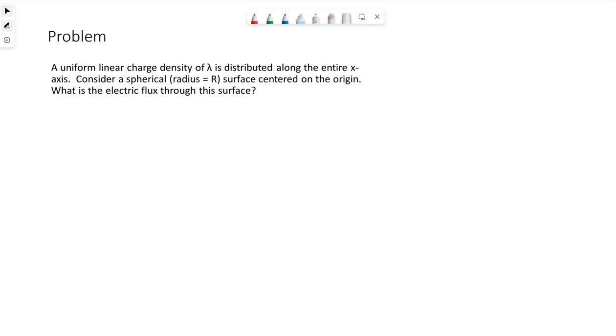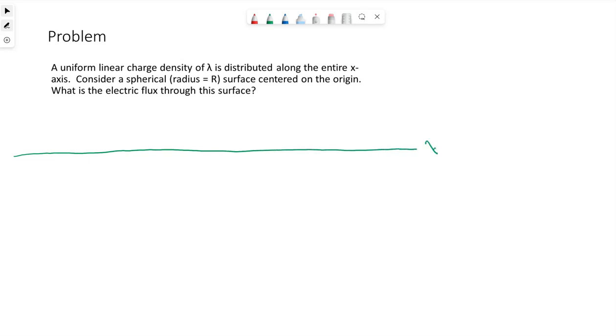We have an example problem here. A uniform linear charge density of lambda is distributed along the entire x-axis. Consider a spherical surface with radius r centered on the origin. What is the electric flux through this surface? So our answer is going to be symbolic.